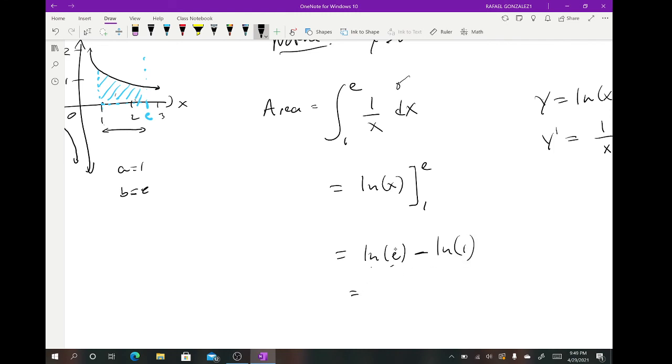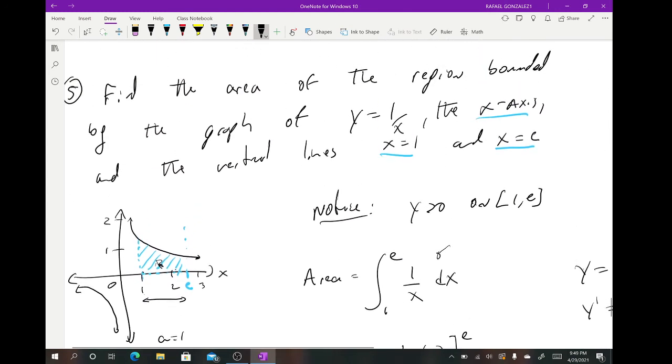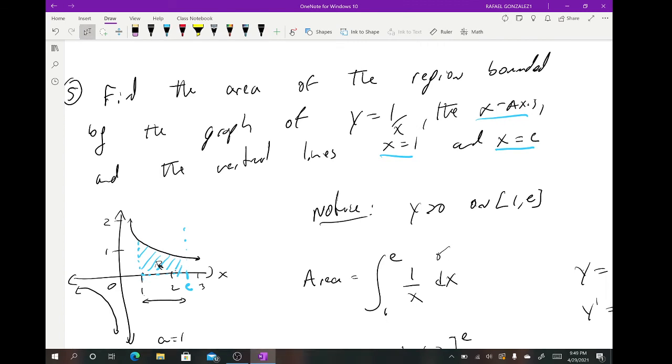Well, the ln of e, you should remember, this is the one-to-one property of the natural logarithm. This is 1. They're inverses of one another. And ln of 1, you remember what that is. The graph of the ln function looks like this, and it is 0 at 1. So it's 1 minus 0, which is 1. So we have that the area right here, let me call this R, this bounded region, is 1. So area is equal to 1. And that is how you solve problems using the definite integral. That's how you find area under a curve using the definite integral.